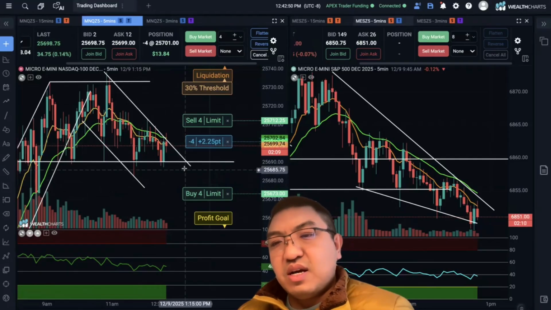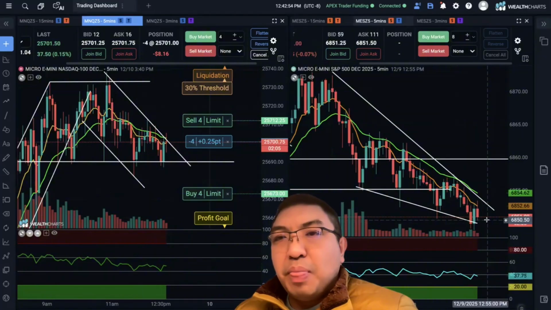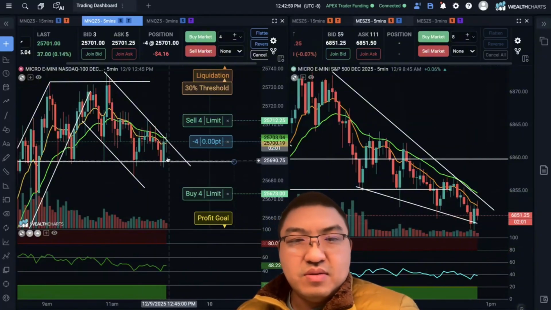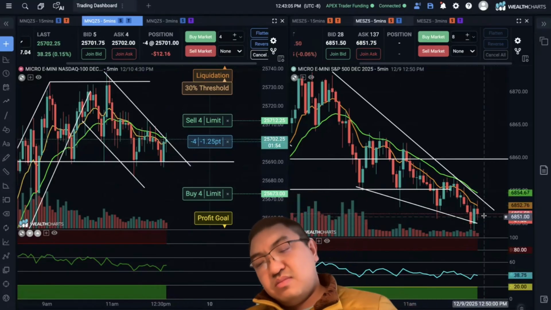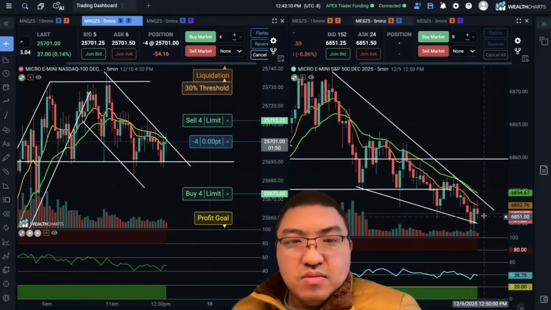Oh, for now it does not cover. 5 minute, 3 minute. Oh, both are 5 minute chart. NQ shows some intention to go upward, while ES shows this is a bearish candle. Hmm.